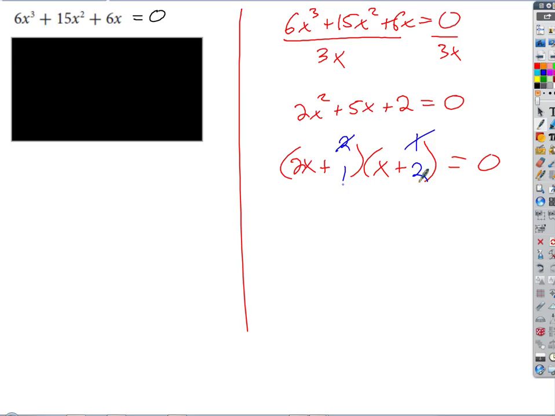So what are our solutions then? What's this one going to equal if I set it equal to 0 and solve? If I apply the zero product property? Well, you can do it in your head, right? If I set that factor equal to 0, what are the 2 steps to isolate x? What's the first thing I got to do? Subtract 1 and then divide by 2. So x equals negative 1/2. Okay. Or how about this guy? Negative 2. Okay. So we got some solutions, right?